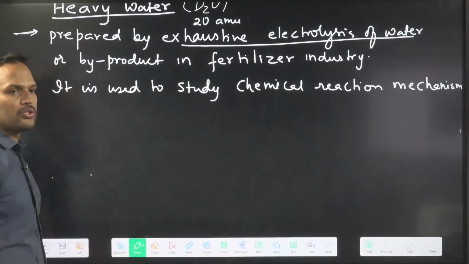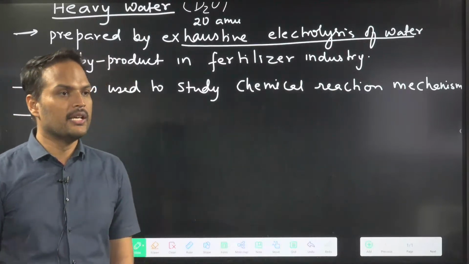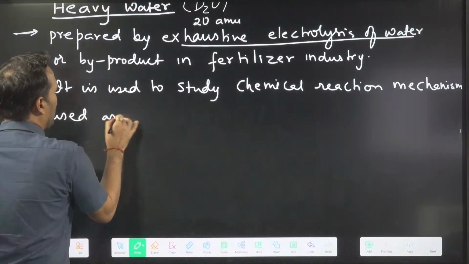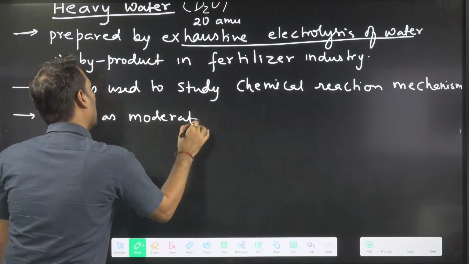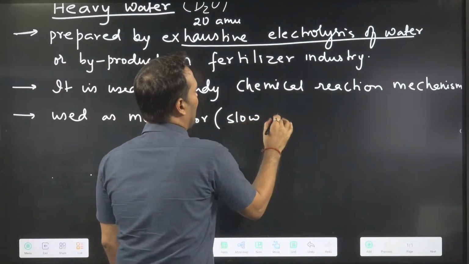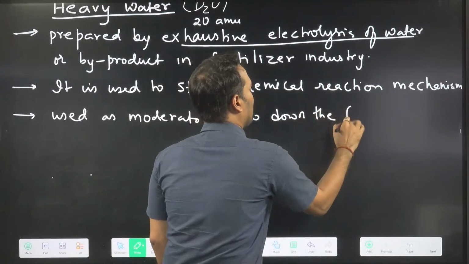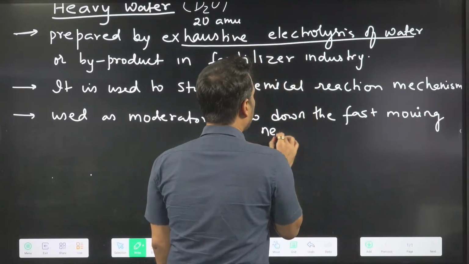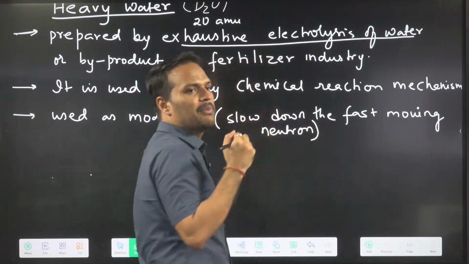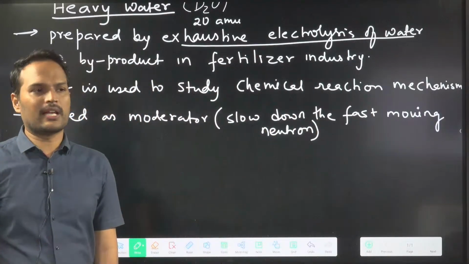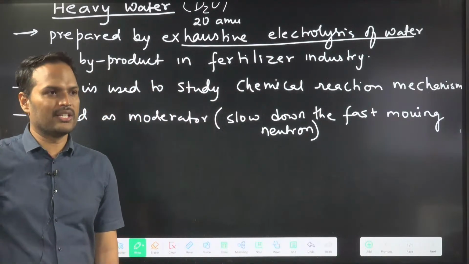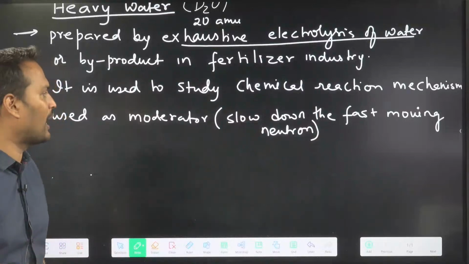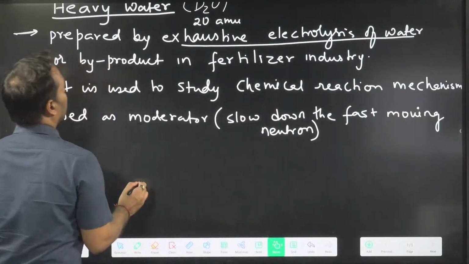Next part, you see this in physics. You study nuclear physics. They tell you about moderator and coolant. So heavy water is used as a moderator. What is the use of a moderator? To slow down the fast moving neutron so that the reaction can be controlled. Fission and fusion reactions are chain reactions, so it is very difficult to control them. To control those, we use a moderator to slow down the speed of fast moving neutrons.